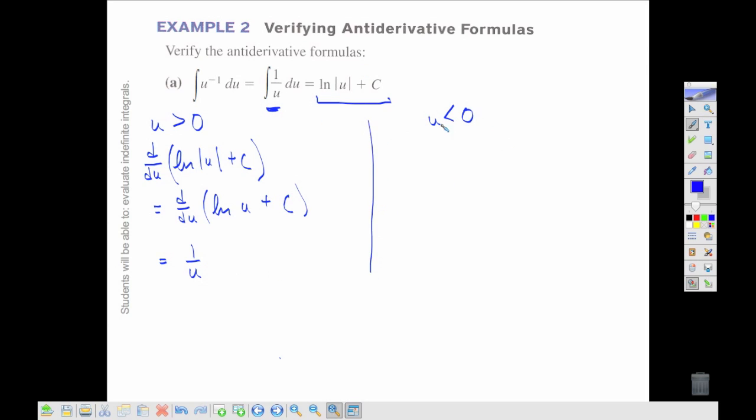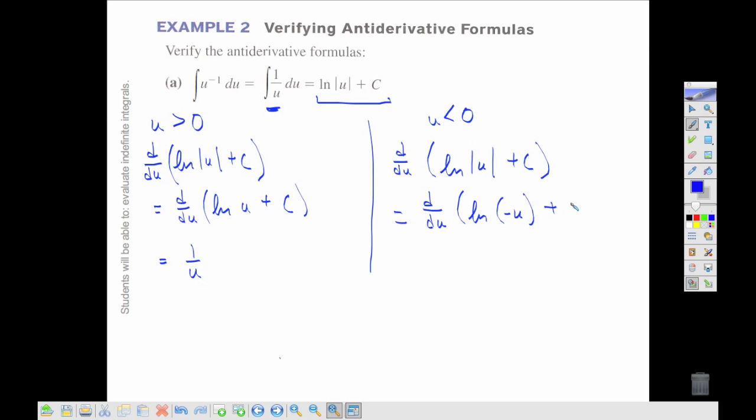So let's also check it for the negative side. We're taking the derivative, again, of the same thing, absolute value of u plus c. So we're showing that we're starting with that. And then now, because we are on the negative side, we'll do a substitution for our absolute value, where we'll put a negative u inside of here.